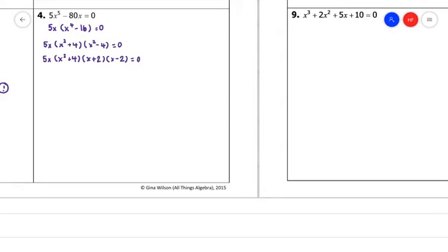Now none of this can be factored any further because x squared plus 4 is the sum of squares, which is not a special case. So now we'll take each of these and set them equal to 0 and solve.